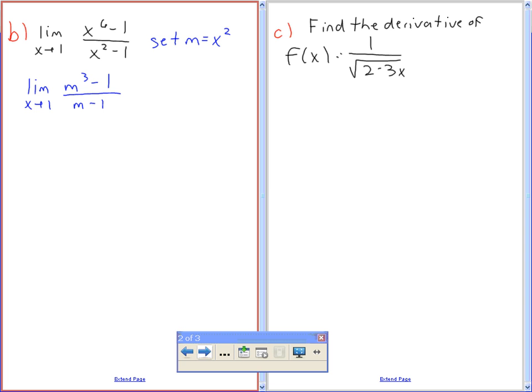Can someone be brave and tell me what m cubed minus 1 factors out to be? John is the bravest guy in this classroom. Go ahead. Is that going to be m minus 1, times m squared plus m plus 1? Okay, someone other than John. Why am I happy? Yes, these all cancel out. So this is good now, right? Remember in limits, everything should cancel out.